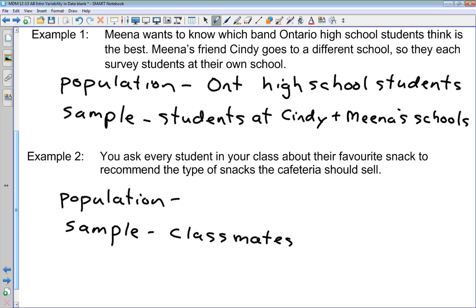You're asking your classmates because who do you really want to know about? Whose snack preference are you really interested in here? All the students at the school. So the population is always the widest possible group that your results are going to apply to.